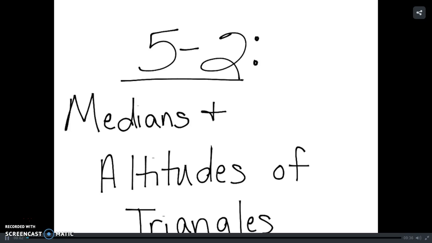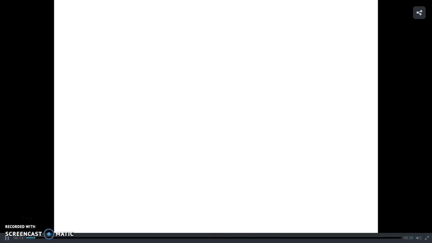Today we're talking about medians and altitudes of triangles. And these are going to be more lines that we draw on the inside of a triangle. And so it's going to be really important that you have examples of both these and of the ones that we did yesterday. And you will find a really nice table on page 339 in your book.